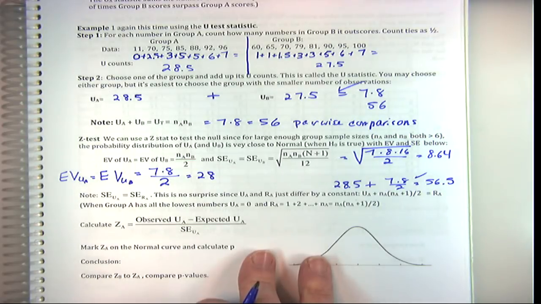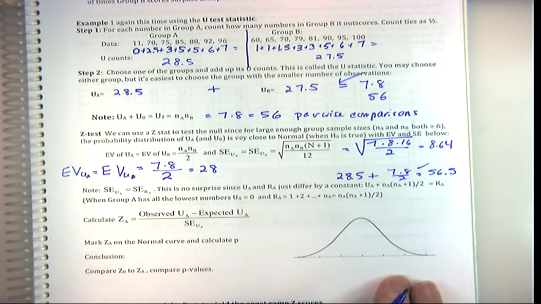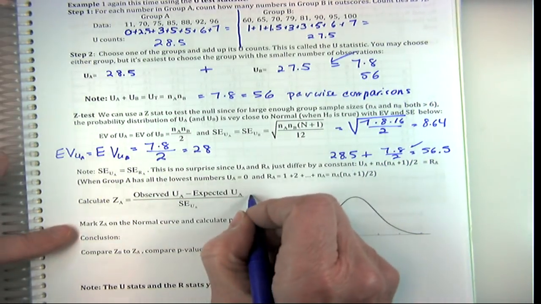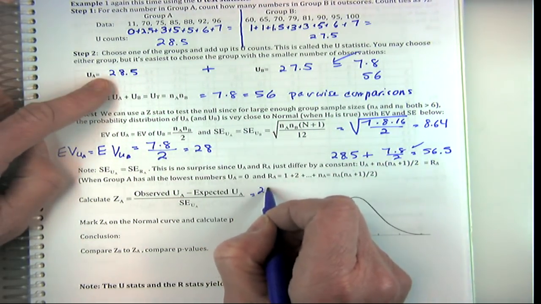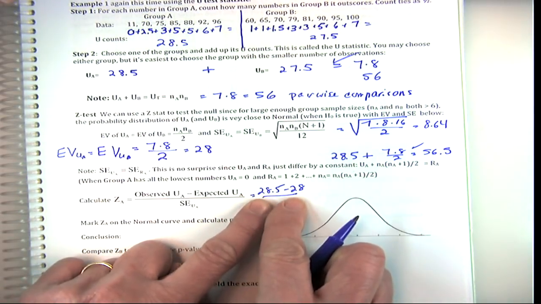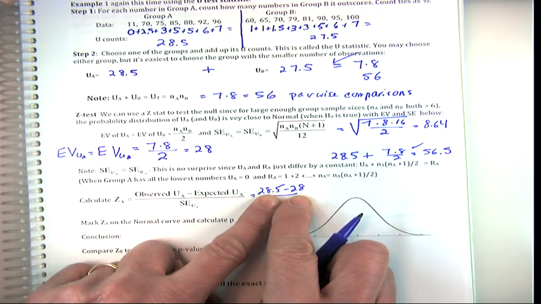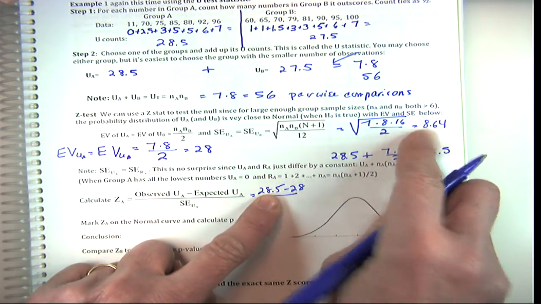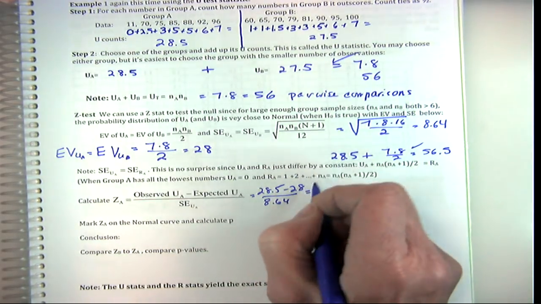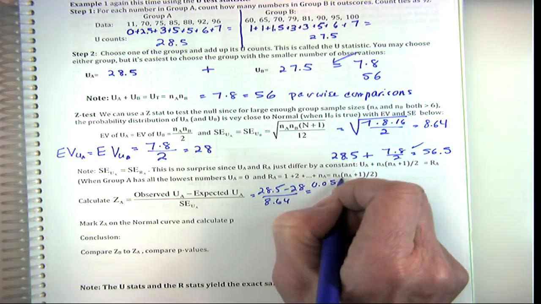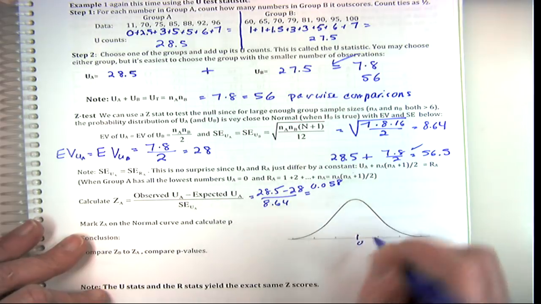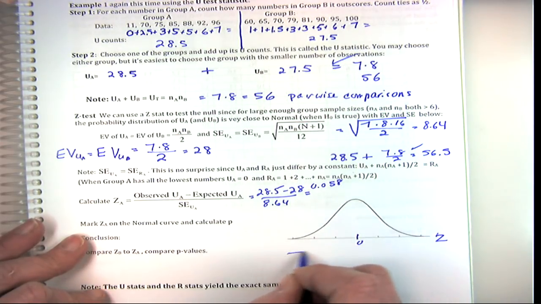All right, now, they're going to have the same z-scores. I bet you can see that pretty easily. So let's try it. We got an observed of 28.5 minus 28. You can see it right away. They just have the same numerator of 0.5, and it's over the same standard error. So we get 0.058. And here we have this 0 as a z-score.